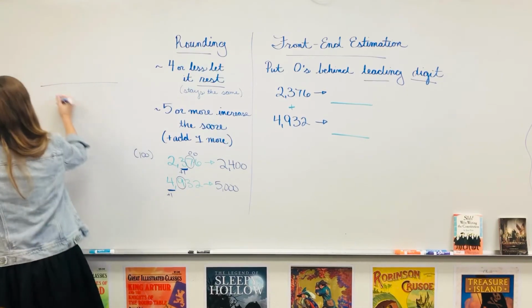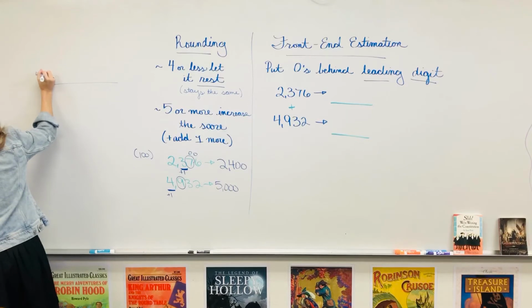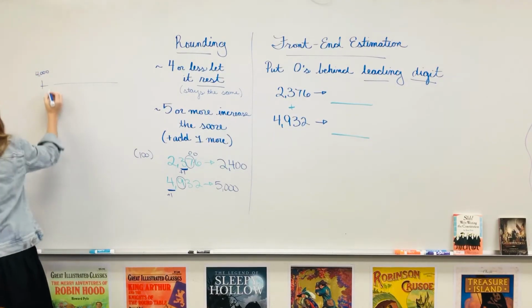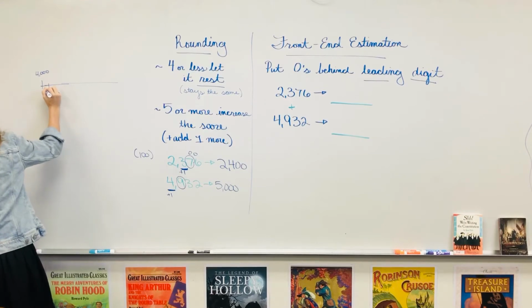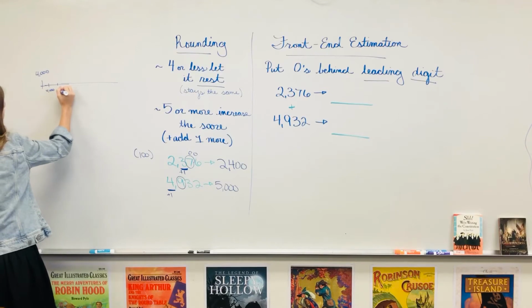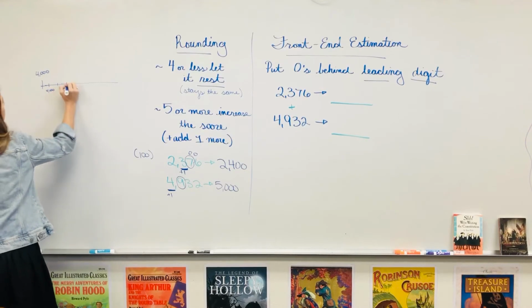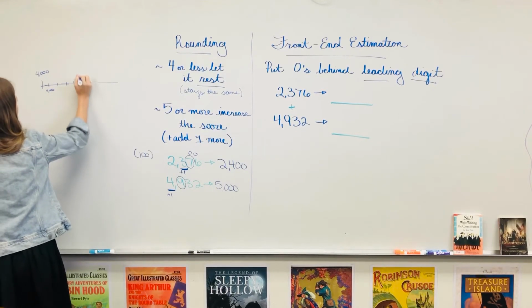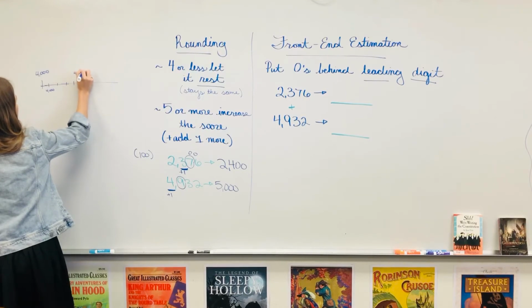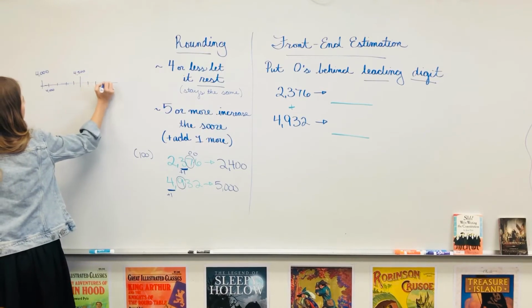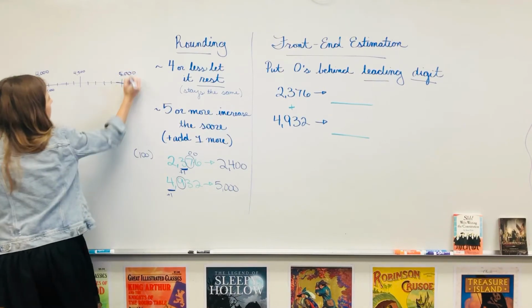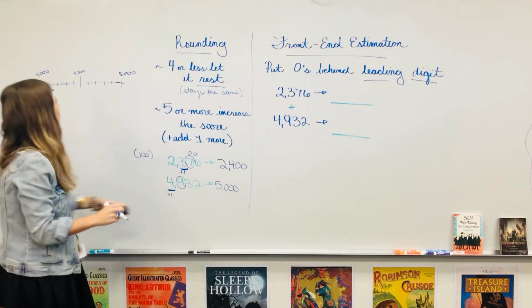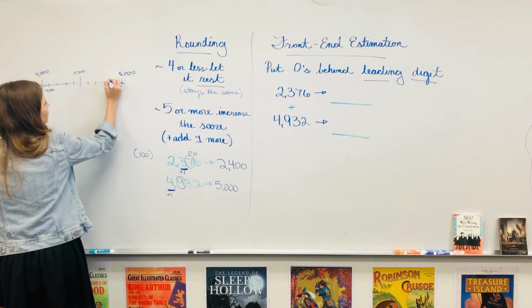So rounding 4,932 would look like this: 4,000, and you would count by hundreds. 4,100, 4,200, 4,300, 4,400, 4,500 is directly in between 5,000 and 4,000. All right, 4,932, well, it would fall somewhere, and here's 4,900.